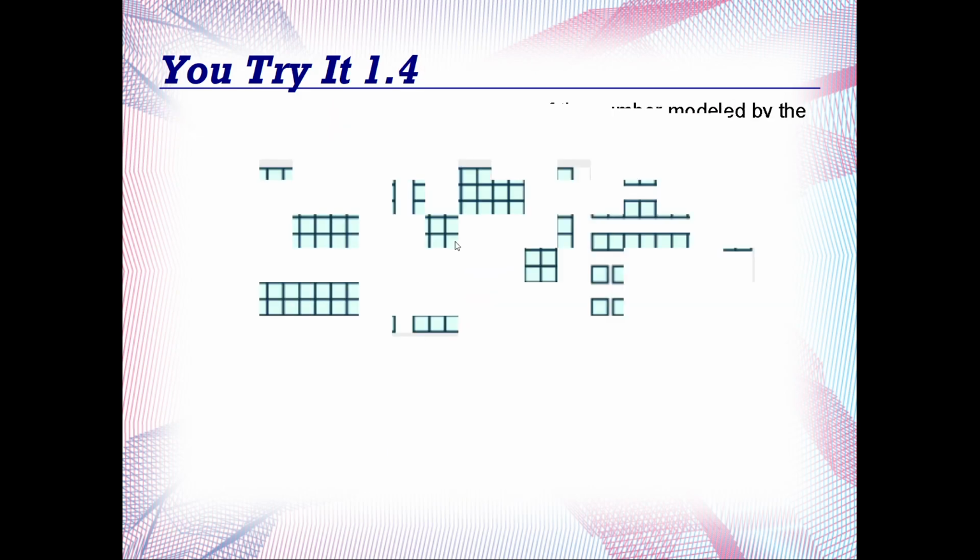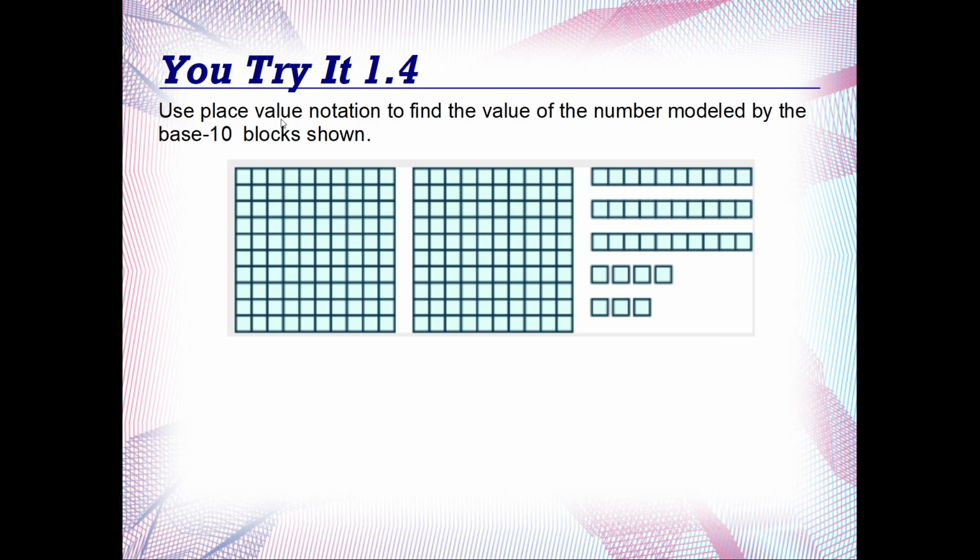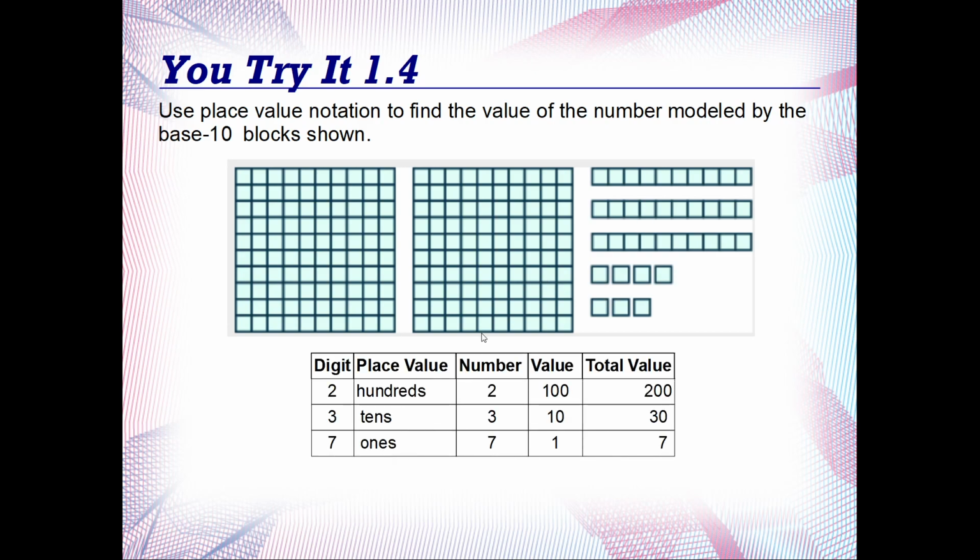And you try 1.4, again, we're asked to use place value notation to find the value of the number modeled by the base 10 blocks shown. Here we have 2 100s. So in the hundreds place, we'll have the number 2, which will represent 200. There's 3 10s and 7 1s. So we'll have 2 100s for a total value of 200, 3 10s for a total value of 30, and 7 1s. And you add those up, we get 237. And these place value blocks represent the number 237.